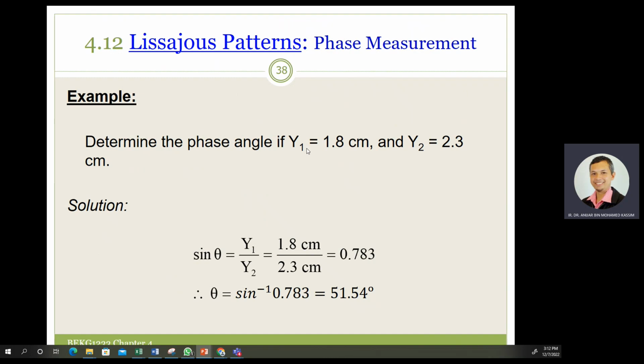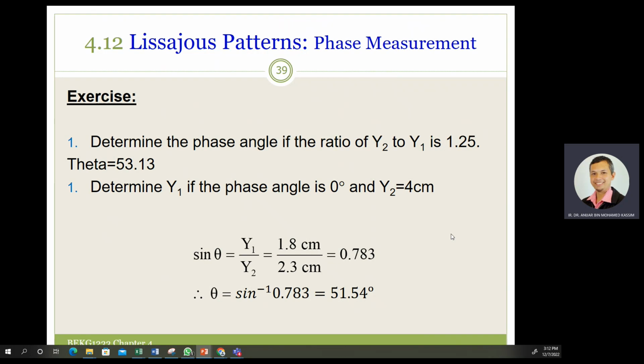Okay, to determine the angle, for example, y1 is 1.8 and y2 is 2.3, and the solution is y1 over y2 is 0.783, and we can find the phase angle is 51.54 degrees. On the other hand, for a ratio of y2 to y1 of 1.25, theta is 53.13 degrees. And another one, in an exercise where the phase angle is 0 and y2 is 4, to find y1 we can use the inverse sine of theta.